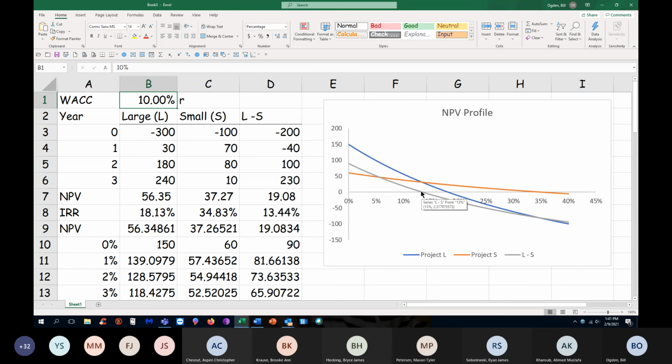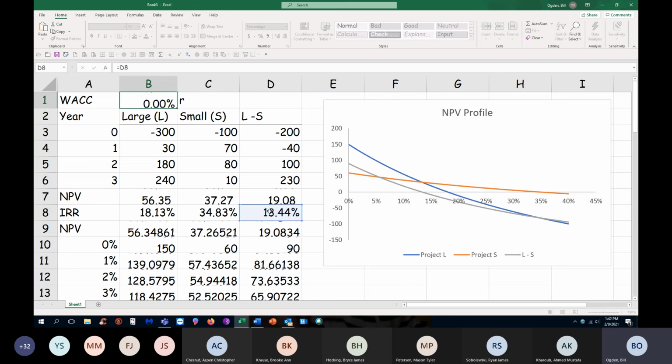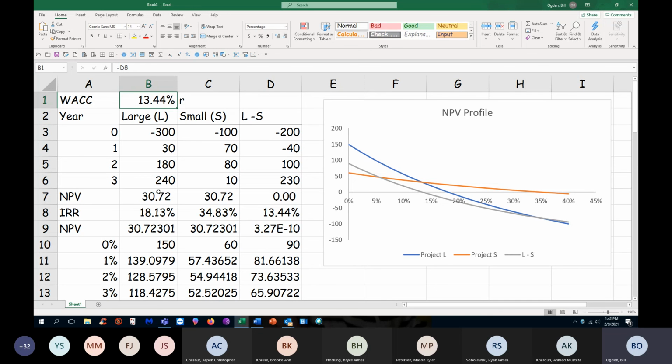And it says 13%, but it really isn't. It's right here: 13.44%. Okay, that's the point at which these two profiles cross. That's the point at which these two will have exactly the same NPV. And let's prove that to ourselves, because we don't believe that kind of a thing. So if I set the cost of capital equal to 13.44%, do you notice that going across here, I'm getting $30.72.